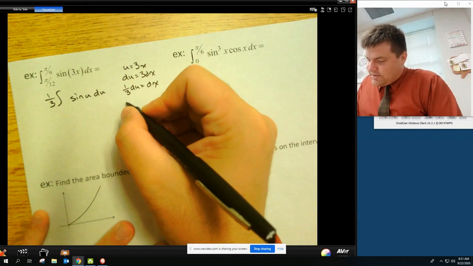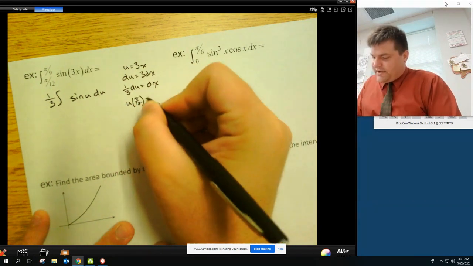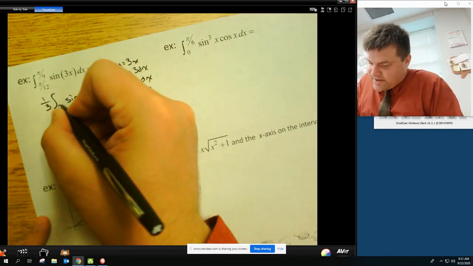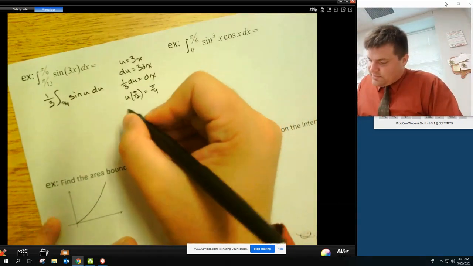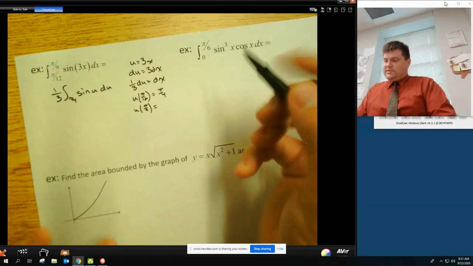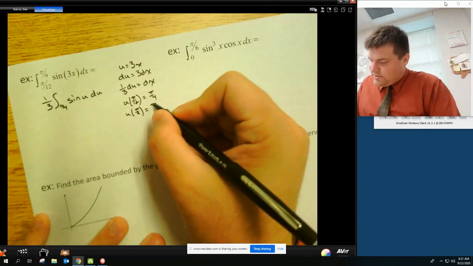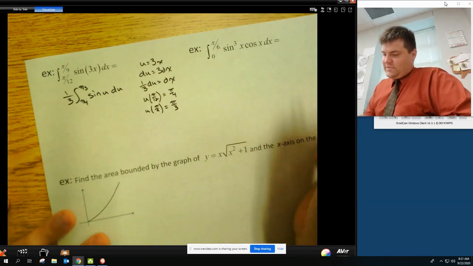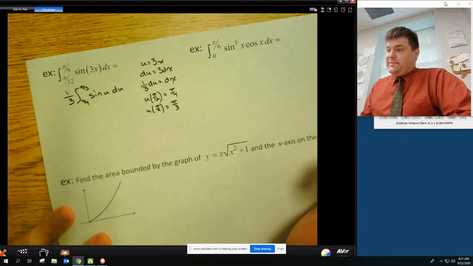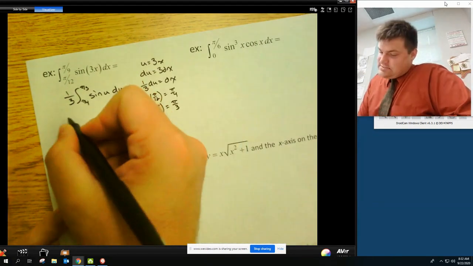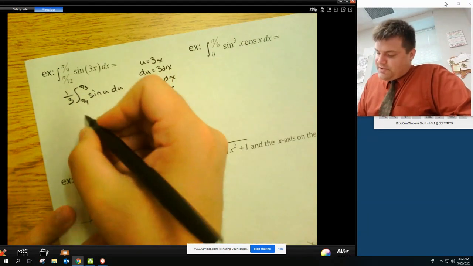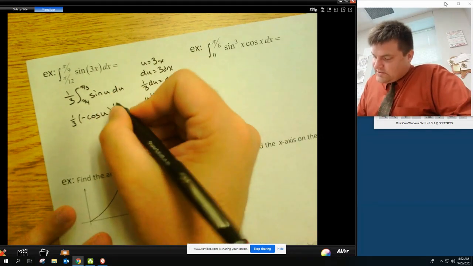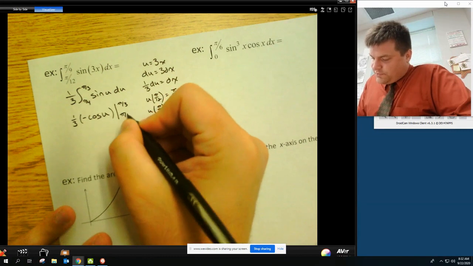Now let's go ahead and plug in my pi over 12. If I plug in a pi over 12, 3 times pi over 12 is pi over 4. So the bottom bound is pi over 4. And the top bound, pi over 9, is going to turn into, if I plug that in, pi over 3. Okay? So now antiderivative of sine of u is going to be negative cosine, remember that, negative cosine of u. I still have the 1/3 out in front. Evaluating this, pi over 3, pi over 4, and boom.